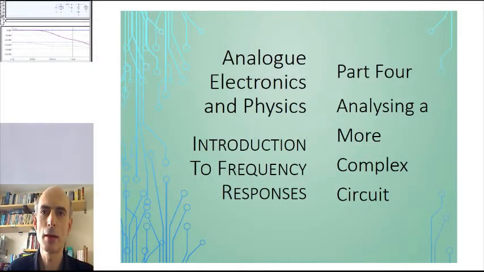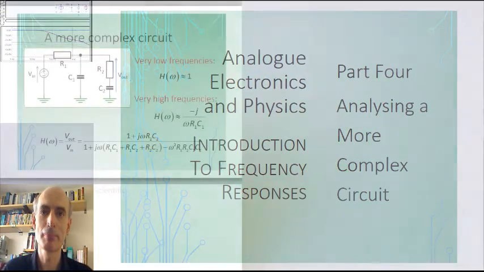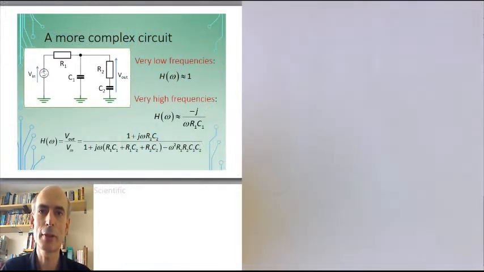In this video, I'll be looking at a slightly more complicated circuit than the ones we've been looking at so far. We'll do the analysis of it, and you might find out that the algebra to analyse even comparatively simple circuits can rapidly get out of hand. This is the circuit we'll be looking at: 2 resistors and 2 capacitors.